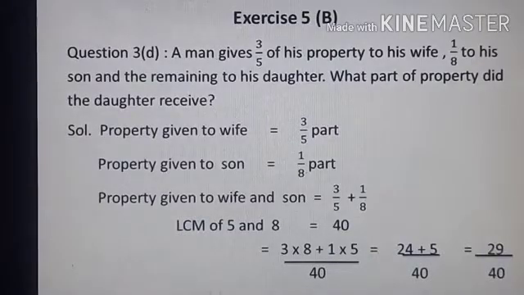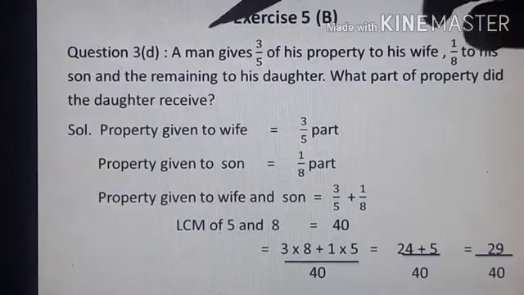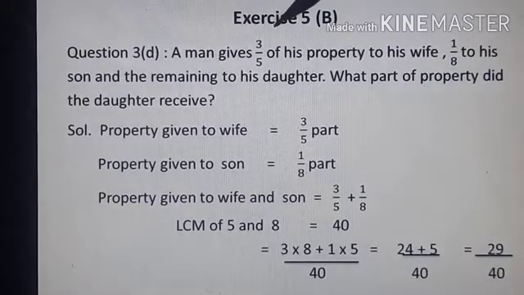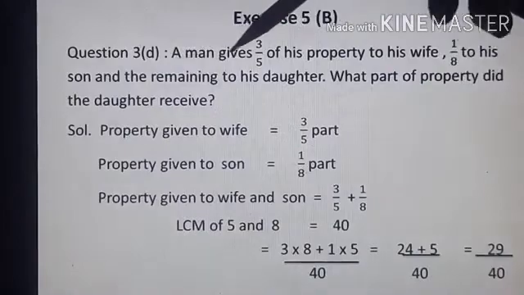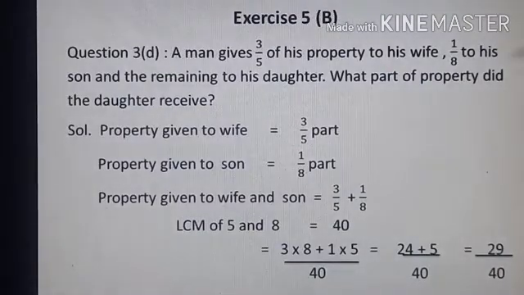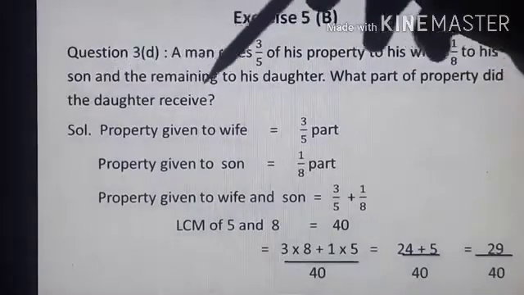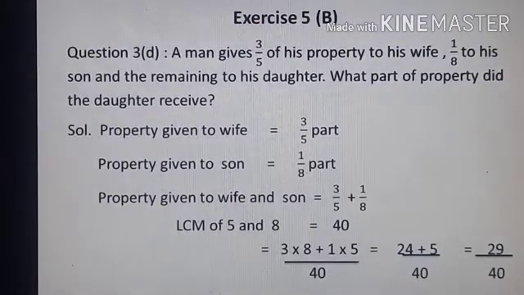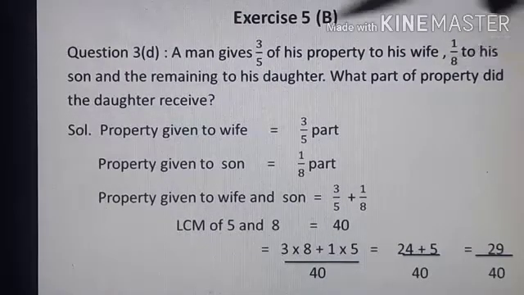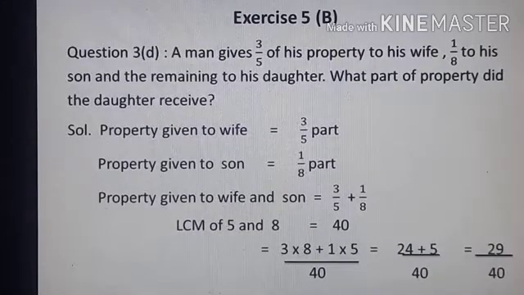Let's start with our exercise 5b. This is our question number 3, D part. A man gives 3 upon 5 of his property to his wife, 1 upon 8 to his son, and the remaining to his daughter. What part of the property did the daughter receive? Means a man gave 3/5 part of his property to his wife, then 1/8 part he has given to his son. Remaining part he has given to his daughter. Then what part of the property did the daughter receive?